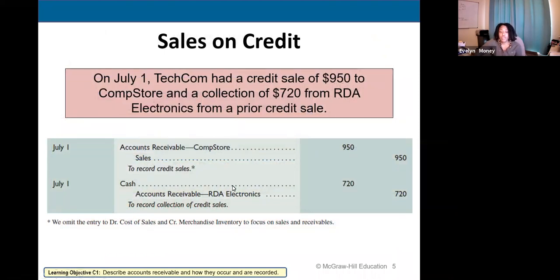So in this example here, we get to see journal entries for accounts receivable, the origination of an accounts receivable on July 1st here, and the collection of cash on an accounts receivable that will end up reducing an accounts receivable. So here we have TechCom had a credit sale of $950 to Comp Store and a collection of $720 from RDA Electronics from a prior credit sale. Accounts receivable, like all of my other assets, have normal debit balances. So we debit accounts receivable, we credit sales. For the second entry, we debit cash, but this time we're reducing accounts receivable because the customer is paying off a portion of their receivable.